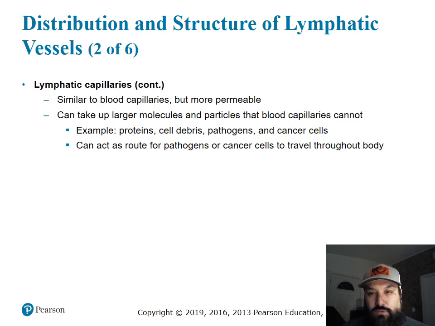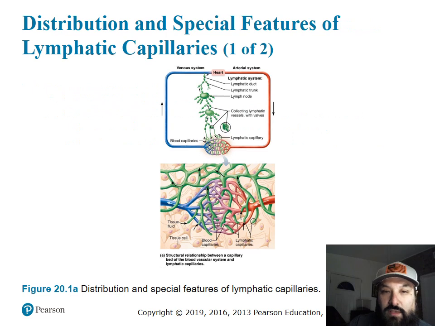And so we give you examples of those, okay? We've got proteins, cell debris, pathogens, and cancer cells, right? All act as those larger molecules. And if you look at proteins, some are quite large, right? And unfortunately, when we talk about cancer, the cancer cells can migrate through the lymphatic capillaries into the lymph node, and so we see this occurring when cancer does spread. So it can spread to other parts of the body via the lymphatic capillaries.